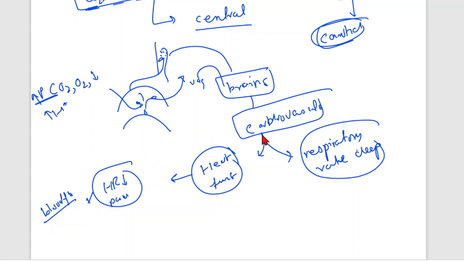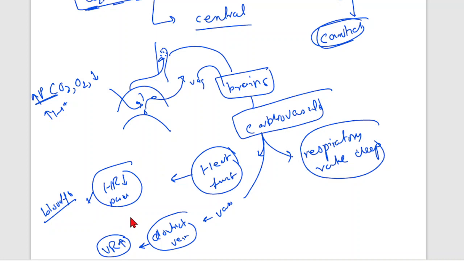The cardiovascular center also has the vasomotor center. It constricts the veins. When the vein is constricted, more blood comes to the heart, so venous return is increased, while the heart rate decreases and contractility also decreases. So one thing is that venous return to the body is decreased by the vasoconstriction. When venous return is decreased, more blood goes to the lungs. So it is simple.